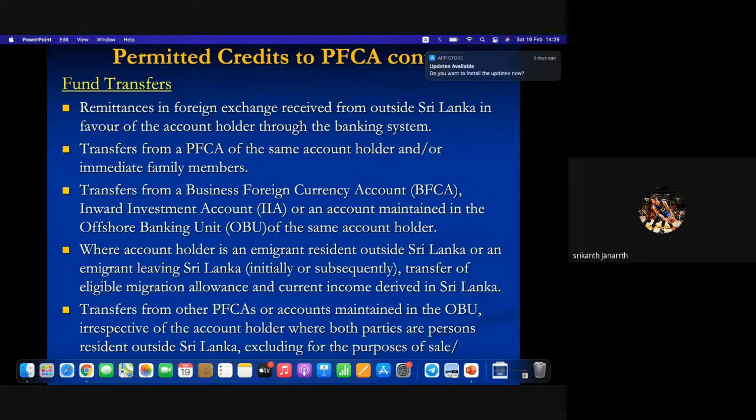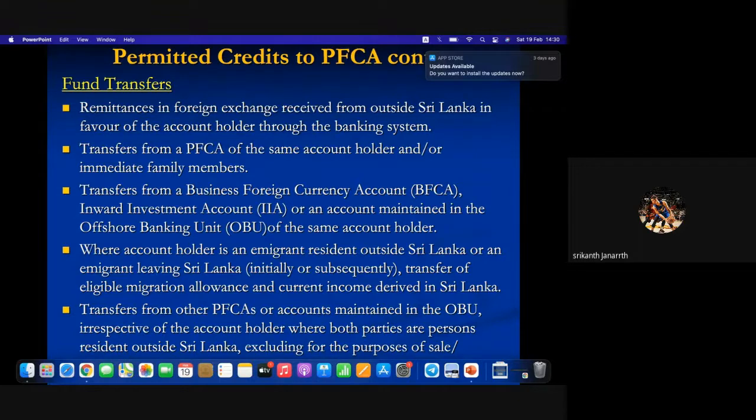So they get a credit. In other words, the PFC account holder gets the credit from their same account or from the immediate family member. They are getting a credit to their PFC account. So look at the account holder's perspective. If I am the account holder, my wife sends some money from a different country, it is credited to my account. So it is inward remittance. Or I can transfer from my PFC account at Commercial Bank to my account at HNB, of the same account holder. That is what it means, right?